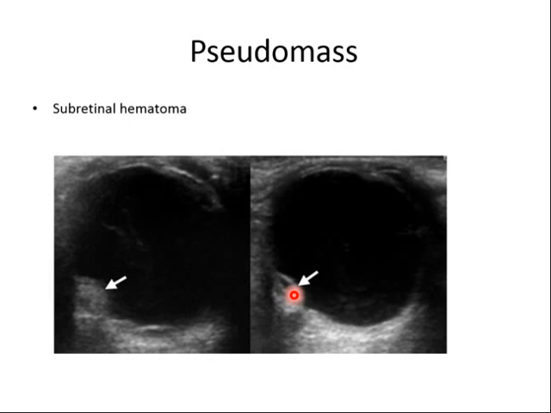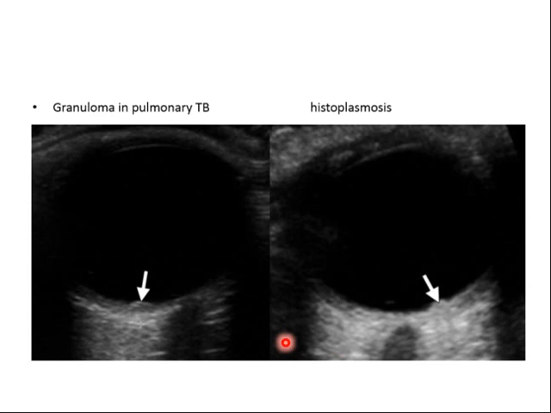Sometimes there are other lesions which are not masses. We should differentiate them from tumor, like in this case, subretinal hematoma. This is hematoma, not tumor, and doesn't show vascularity on Doppler study. And here granuloma, in this case related to histoplasmosis, and this one is post-pulmonary TB. This is granuloma in the posterior wall.